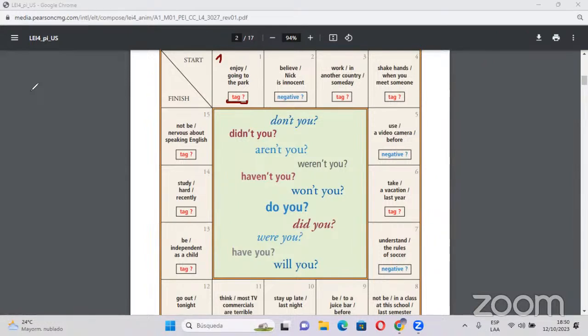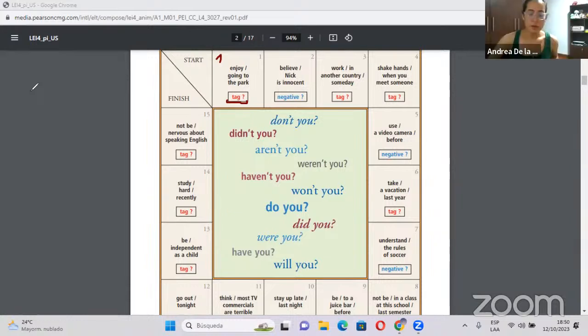Don't you believe Nick is innocent? Okay. So honestly, yes, I think he's innocent. He seems innocent and he seems determined to know the truth. So I guess we'll find out. We need a tag. So, you will work in another country someday, won't you?